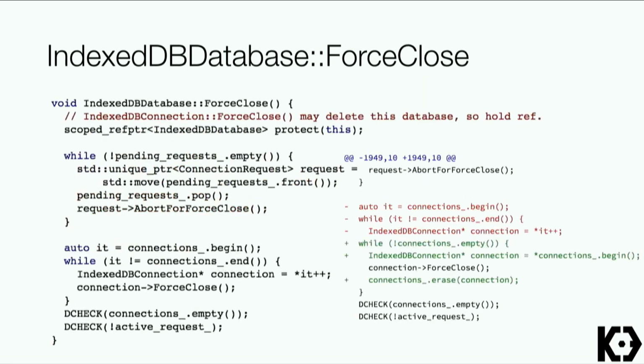And during the force close, the connections to the database are iterated and force closed. However, if there is a pending connection waiting to open, the request would execute once all the other connections were destroyed and create a new connection. As a result, the connections and the active request are not empty, so the two debug checks failed. More seriously, it will prevent the database from being removed from the database map.